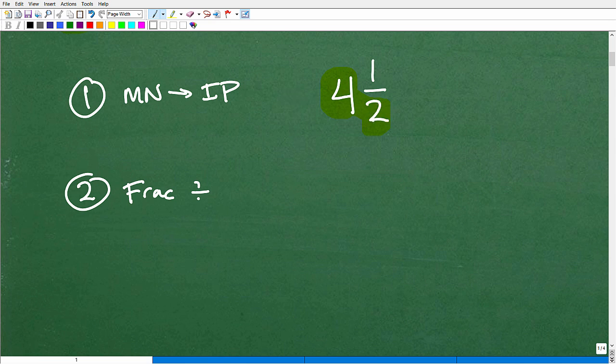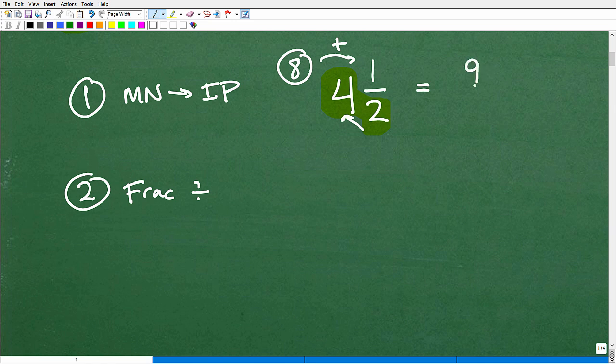So let's go ahead and do this now. It's going to be 2 times 4. That's 8. So in your brain you're thinking 8. And then you're going to add this number right here. So we're going to add 1. That's going to be my numerator. So 2 times 4 is 8, plus 1 is 9.